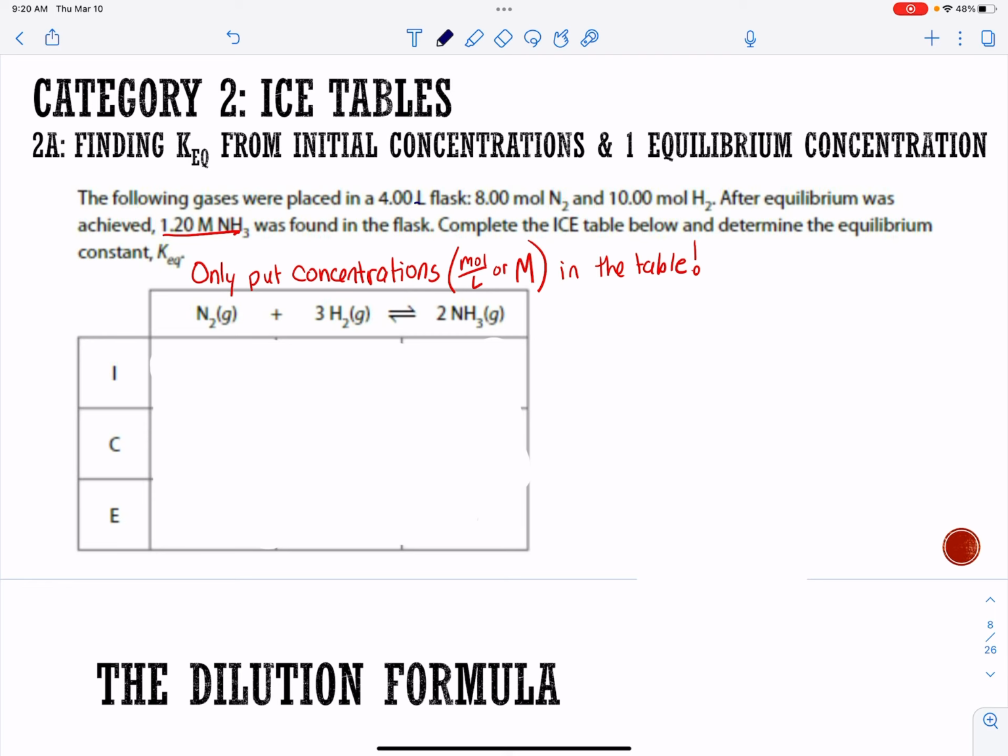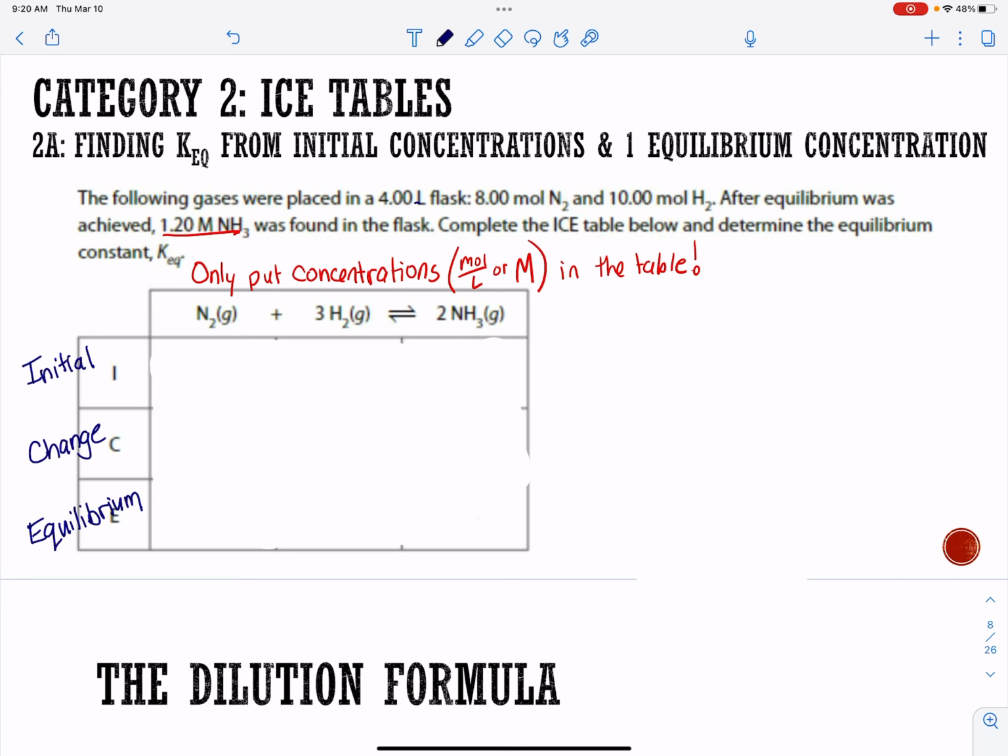So I've got 2 different time frames, and our ICE tables are going to help us work out those 2 different time frames. I stands for initial. So this is something not at equilibrium. C represents a change. So this is where we have equilibrium shifting, or we have a shift to achieve equilibrium. And then E stands for equilibrium. So we're going to try and fill this in with the information that we're given.